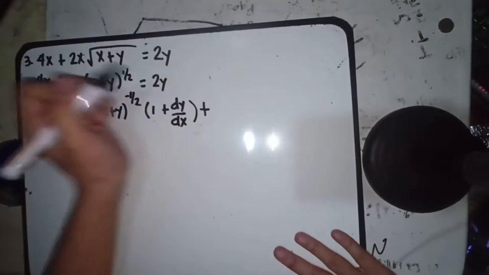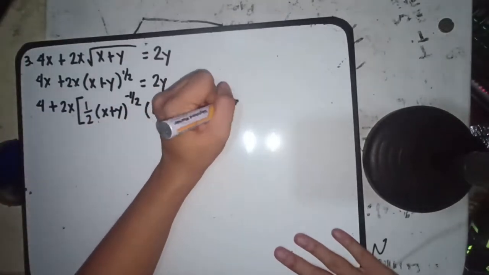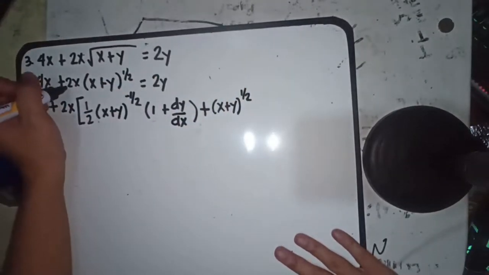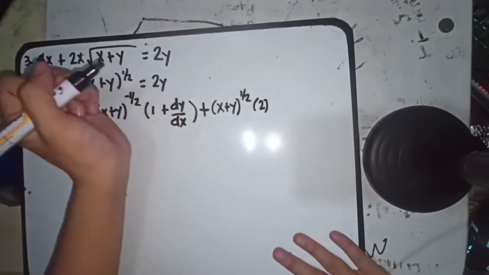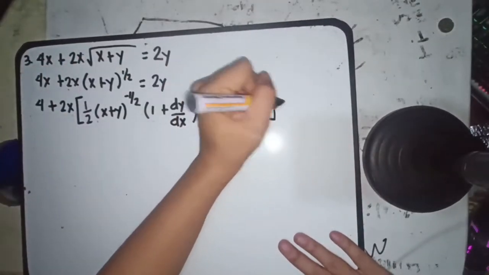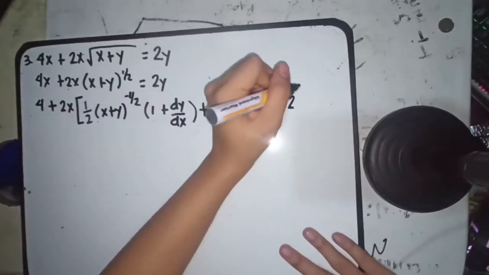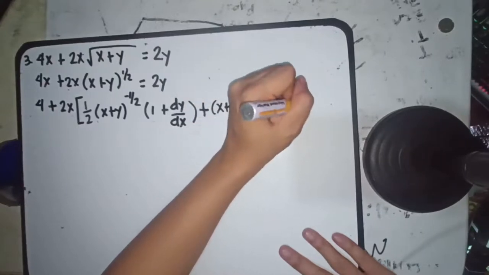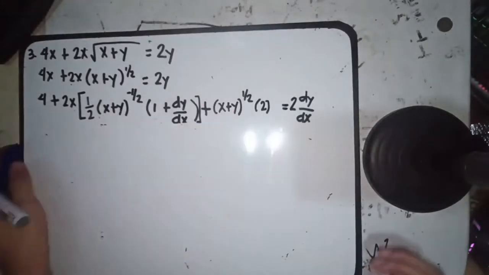Okay, plus v, which is x plus y raised to the power of 1/2 times the derivative of u, which is 2. Okay, this is equals to 2y. So, we have 2, 1 times dy over dx, or we have 2 dy over dx. Okay, next, let us operate on this.